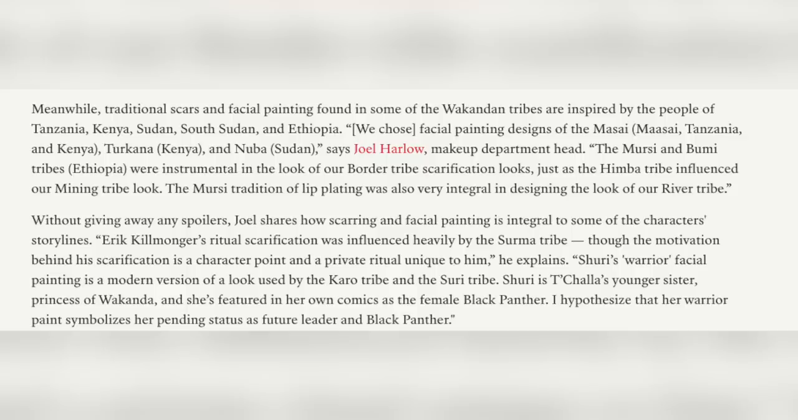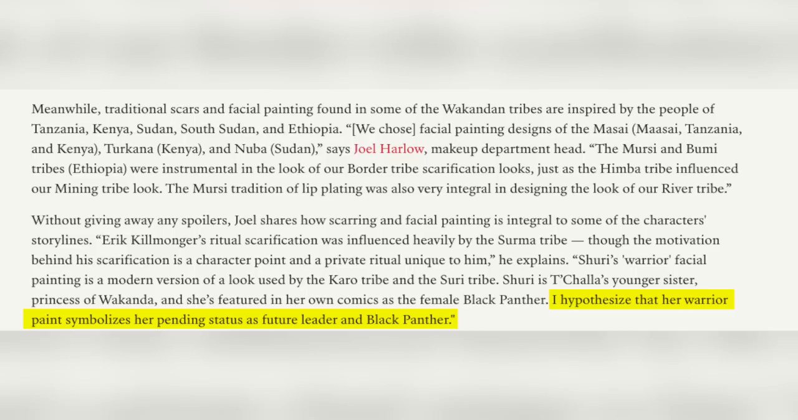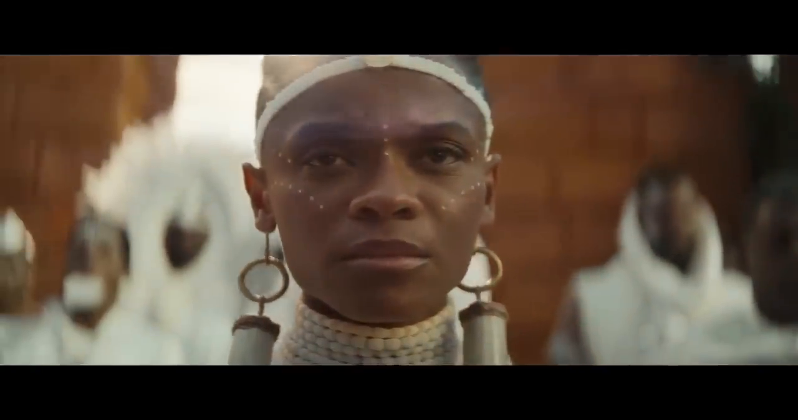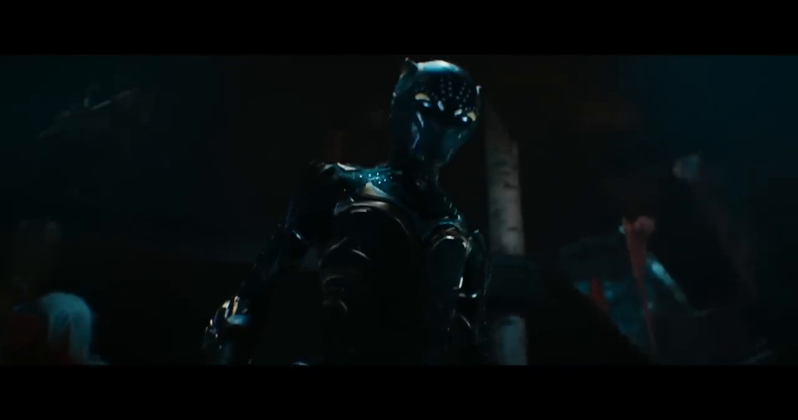Joel Harlow, the head of makeup in the first movie, told Teen Vogue in 2018 that Shuri's warrior facial painting is a, quote, "modern version of the Cairo and Surrey tribe," and he went on to say, "I hypothesize that her warrior paint symbolizes her future status as a future leader, the Black Panther." And we see those dots do foreshadow that role as her panther mask takes on a similar design.